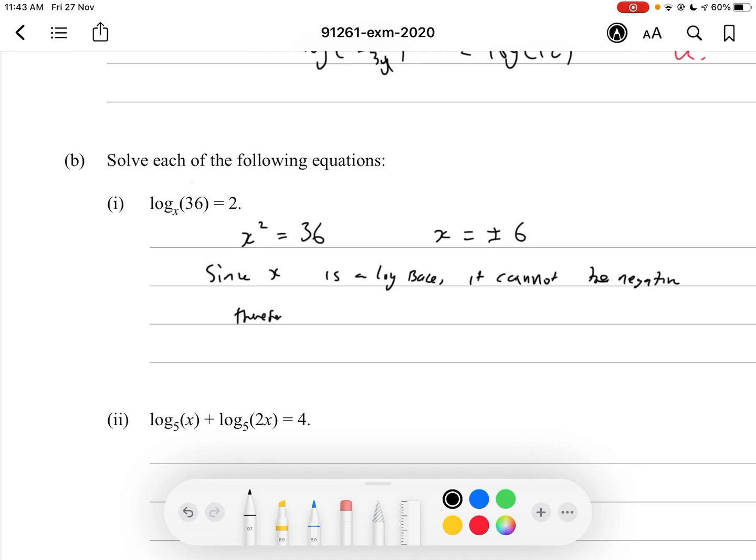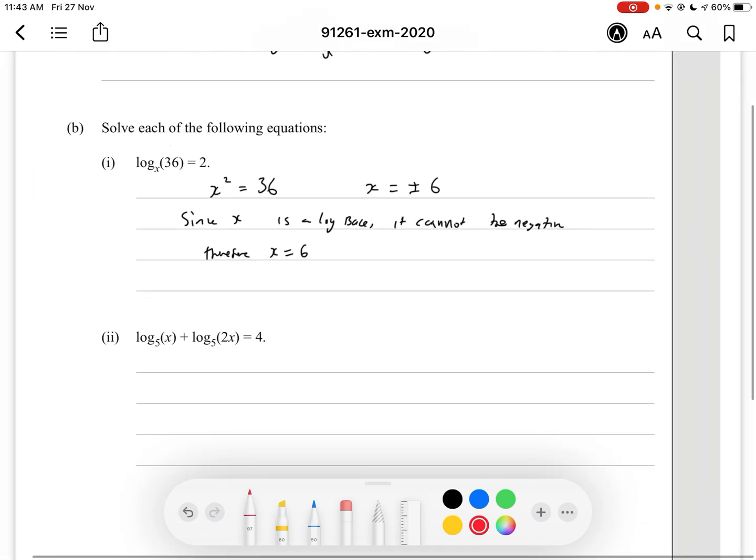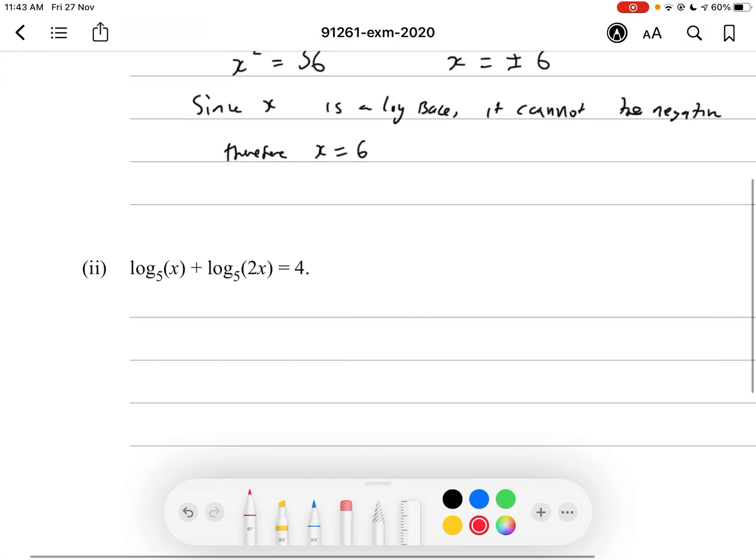Therefore, x equals 6. Alright, and that should... Okay, so what I'm thinking here is if you can get both of these questions, I'll get you a merit grade. That's my prediction here. So looking at part II, we have log base 5 of x plus log base 5 of 2x equals 4.